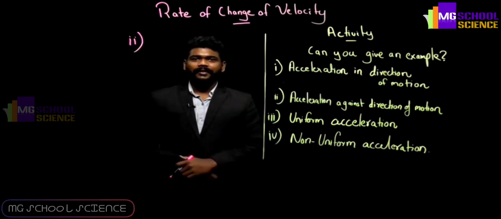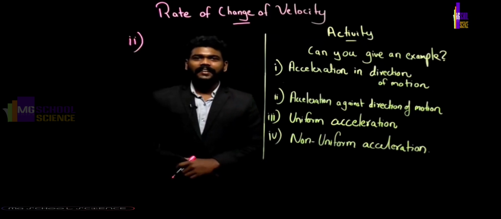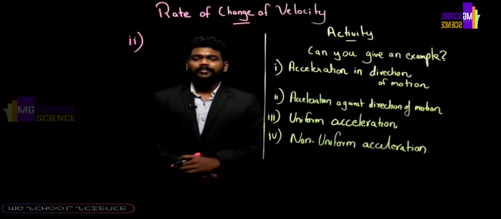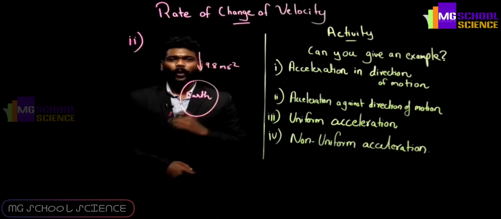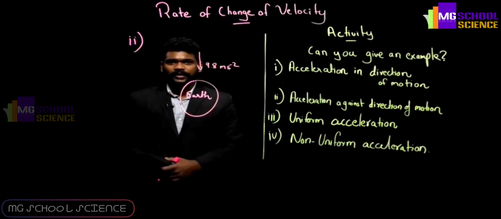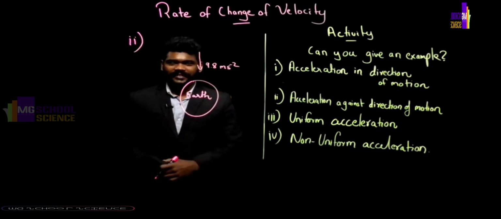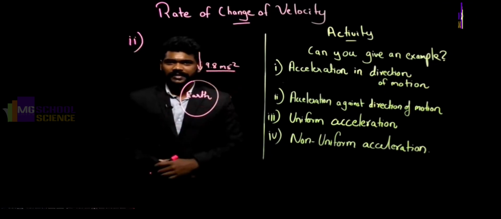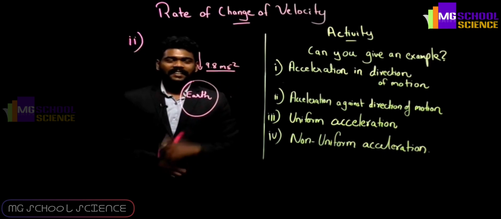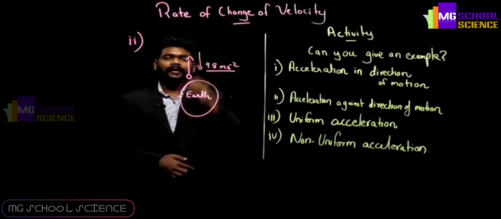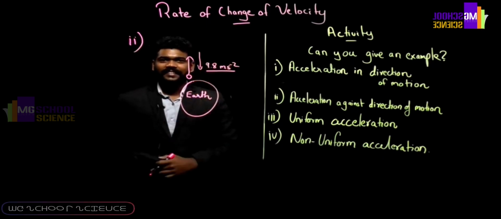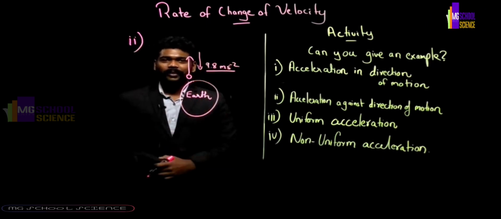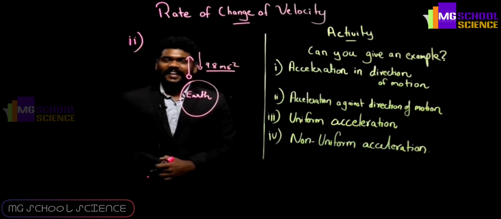For the second example, that is acceleration against the direction of the motion, we have to know something. We know that our Earth has gravity around it, and whatever is falling onto Earth falls with a constant acceleration, which is 9.8 meter per second square. Now, let us consider a ball thrown up. Isn't the direction of the motion against the direction of the acceleration? Yes, this is an example of acceleration against the direction of the motion.